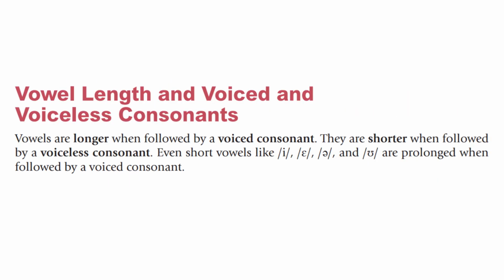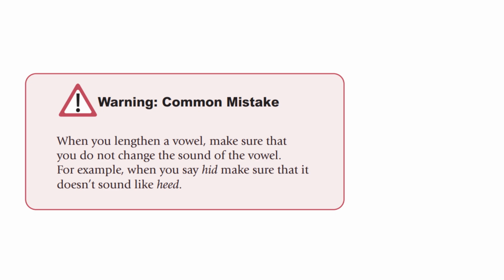Vowel length and voiced and voiceless consonants. Vowels are longer when followed by a voiced consonant and shorter when followed by a voiceless consonant. Even short vowels like I, e, and a are prolonged when followed by a voiced consonant. For example, I followed by a voiced consonant sounds longer, as in big. Warning, common mistake. When you lengthen a vowel, make sure that you do not change the sound of the vowel. When you say hid, make sure that it doesn't sound like heed.